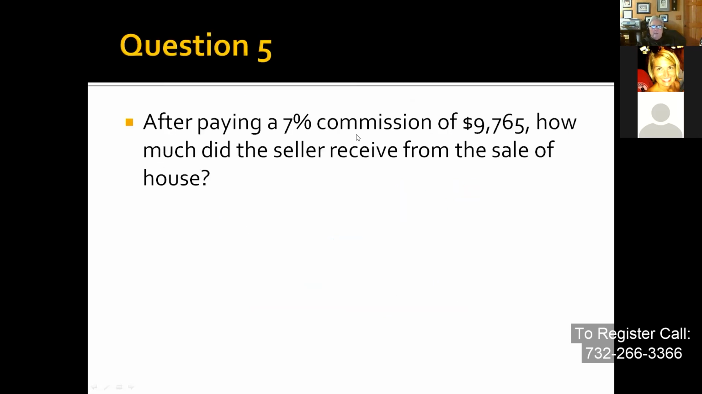After paying a 7% commission of $96.75, how much did the seller receive from the sale of his house? This is a two-step question again. So first thing, we're going to have to find out what is the sales price. And we know from other ones, we're looking for the sales price. And we know that the earnings is equal to the sales price times the rate.